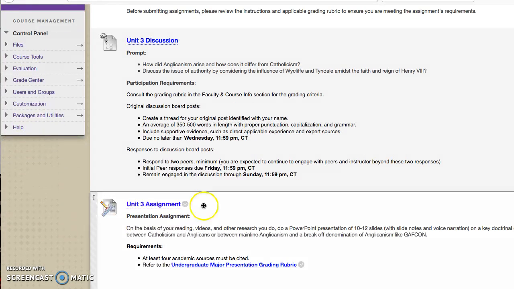The unit assignment is a little bit different here. They have a presentation to do, a PowerPoint, 10 to 12 slides with slide notes and voice narration, again, on a key doctrinal difference between either Catholicism and Anglicanism, or between mainline Anglicanism and a breakoff like GAFCON.